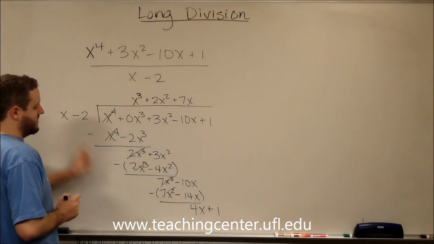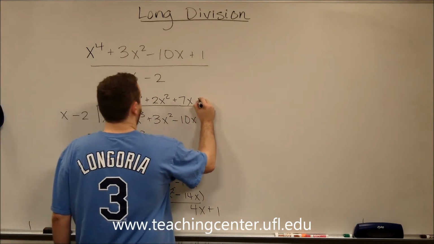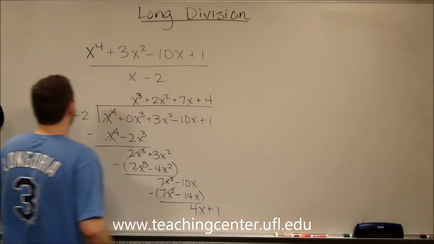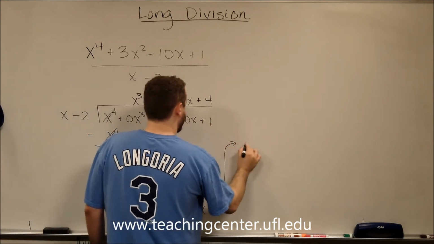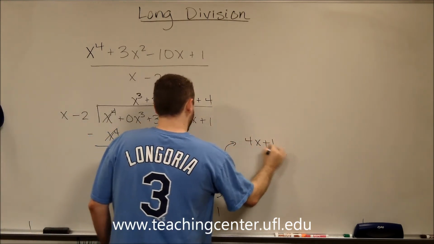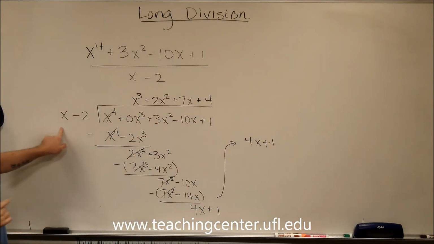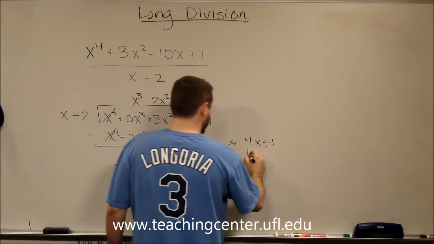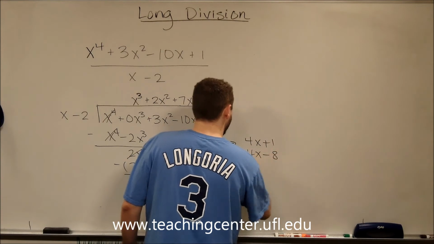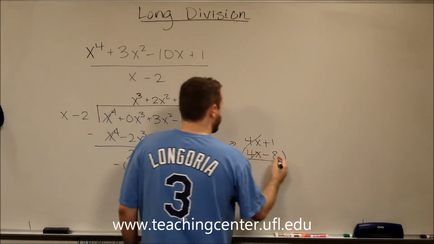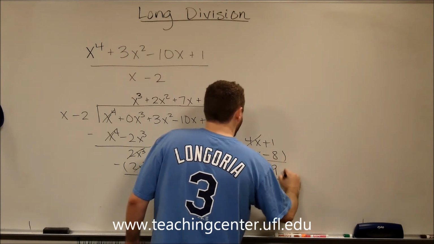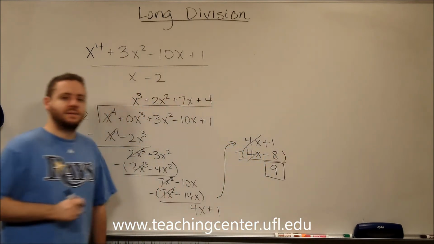So lastly, how many times would x go into 4x? Well, that would be just 4. And when we multiply it, I'm going to write this now up here. When we multiply 4 back through, we'd get 4x minus 8. And when we cancel those out, we'll get 1 plus 8, so we get 9. So 9 is our remainder.